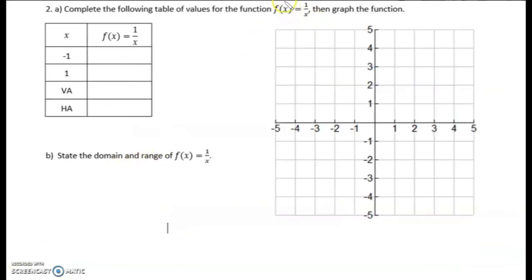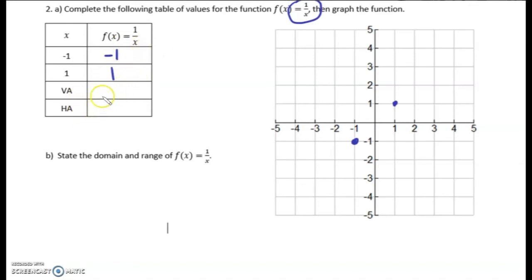We're going to do the same thing, but for the 1 over x function. Okay, so this is called a rational function. Rational is like a fraction. Okay, so when we sub in -1, we get -1, and when we sub in 1, we get 1. And these are the only 2 points that we actually really need to focus on. And the reason is because the 1 over x function has both a vertical and a horizontal asymptote.